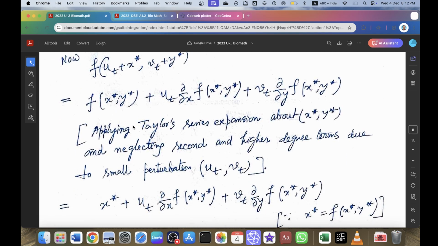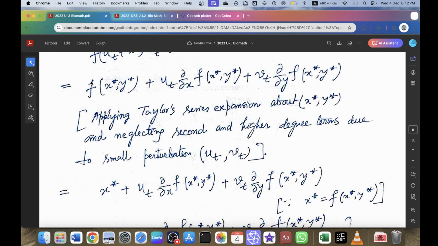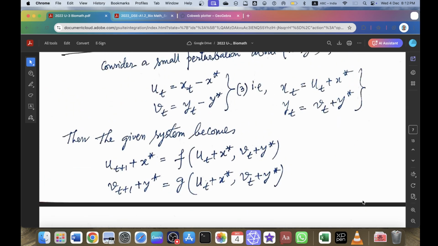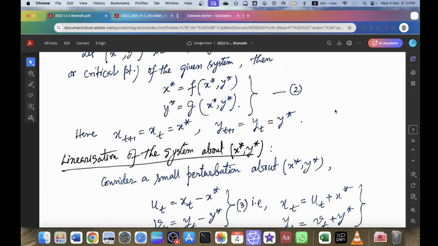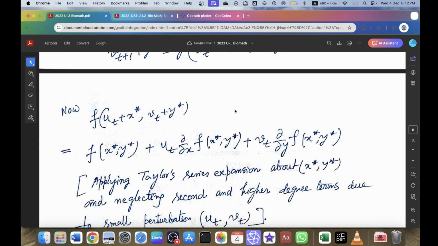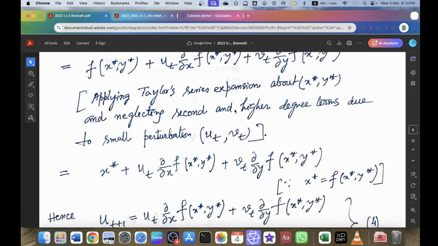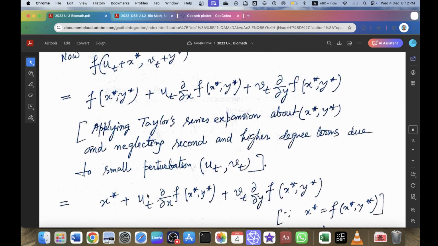Now this is equal to f of x star, y star, equal to x star, because x star is the steady state, x star y star steady state. Next, un into del x of f of x star y star plus vn del y of f of x star y star.